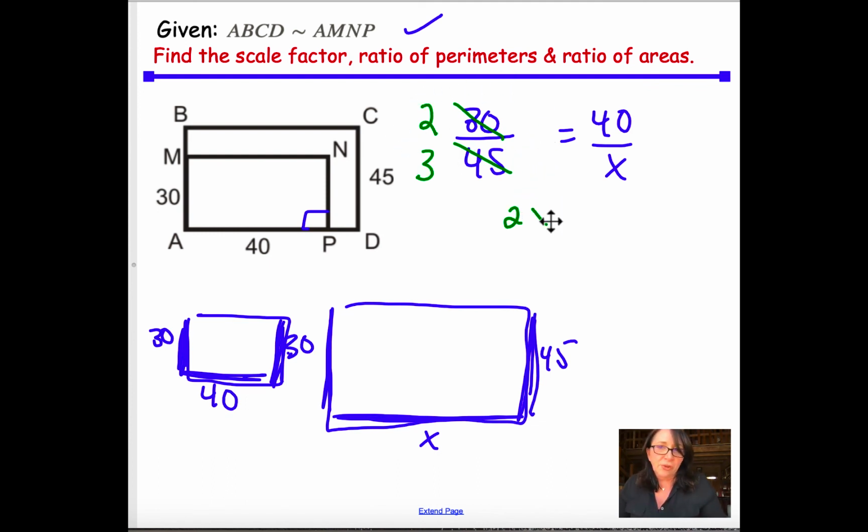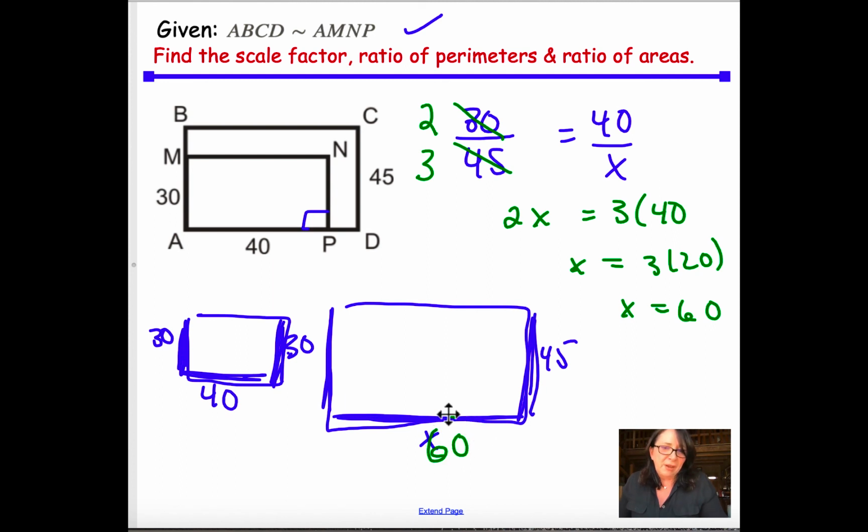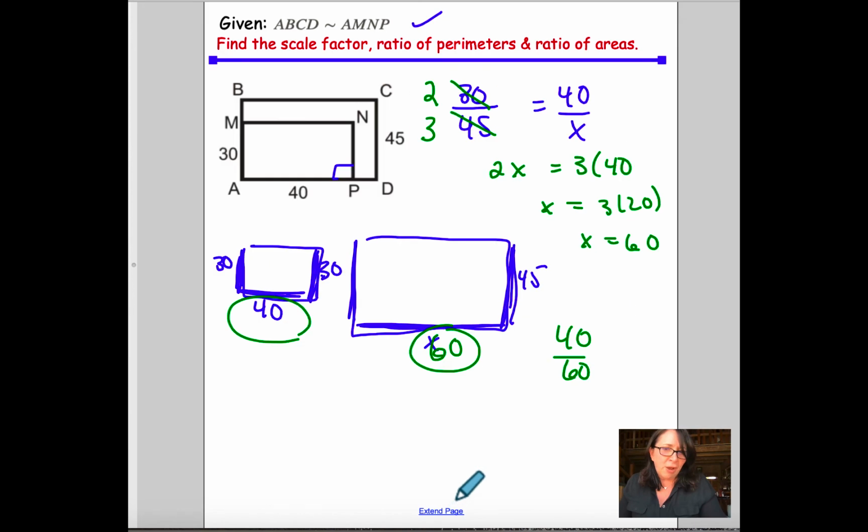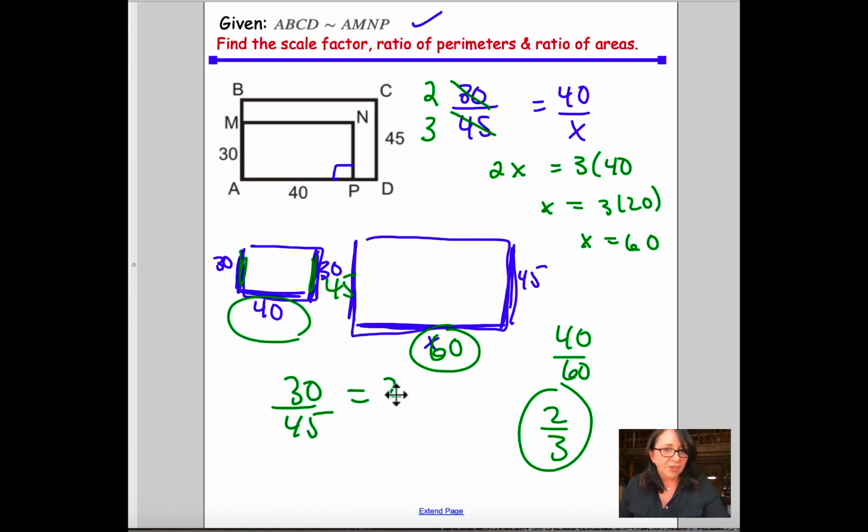So we're going to get 2x is equal to 3 times 40, and so x is equal to 3 times 20, which is 60. So we found x. But in retrospect, 40 is to 60 is one of my options, 4 is to 6, which is 2 is to 3. I just completely overlooked that. These are the same size, and 45 also 45 here. So 30 is to 45. Also, my scale factor is 2 to 3.